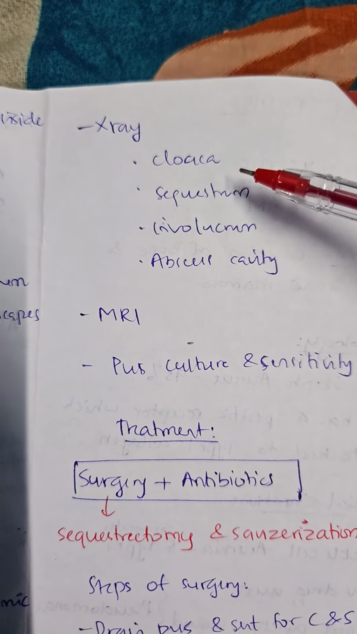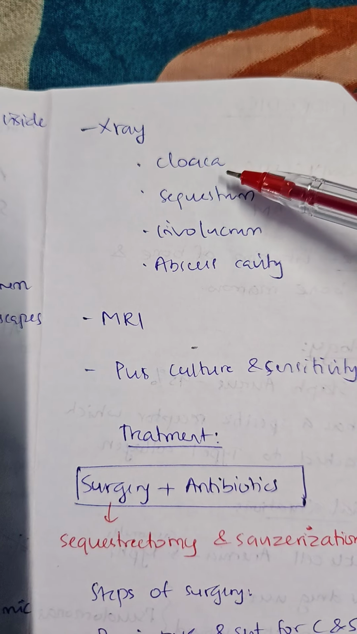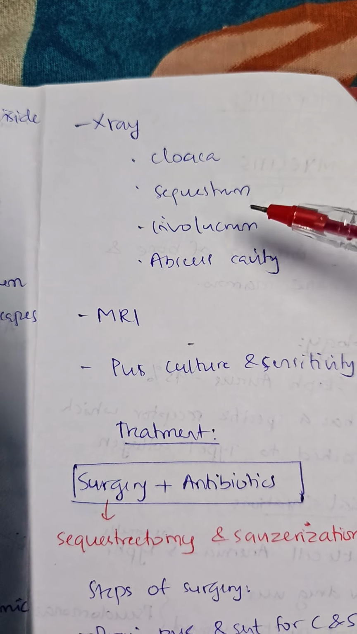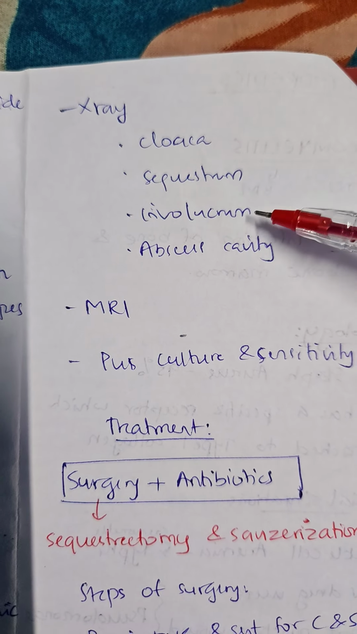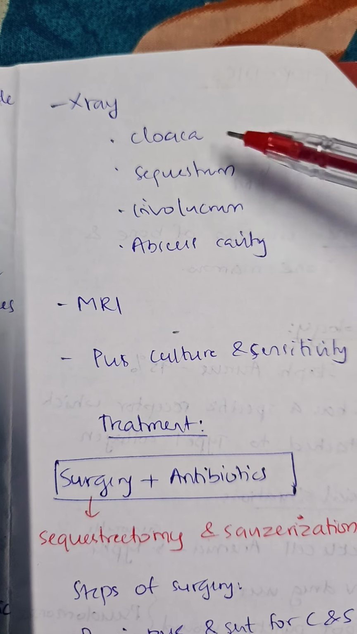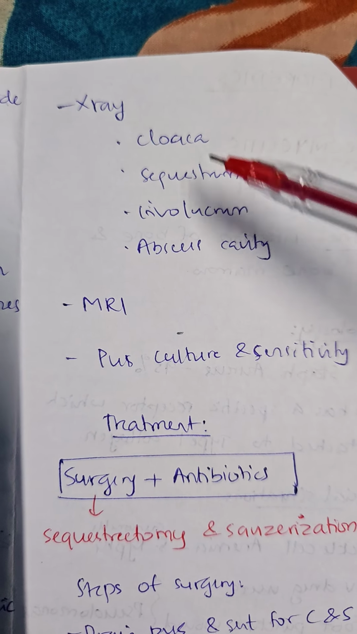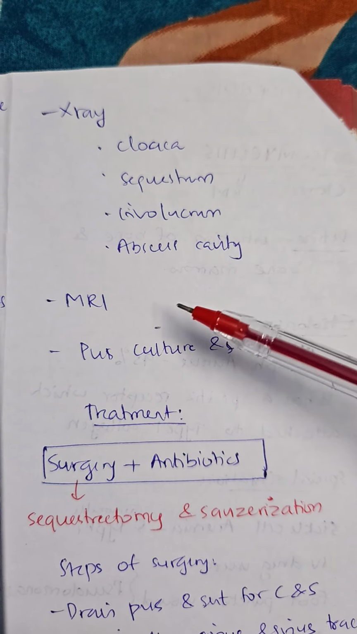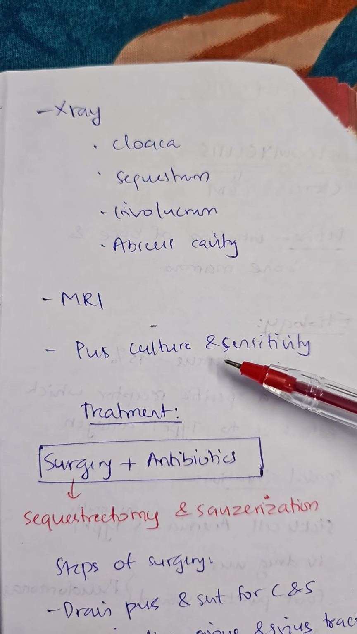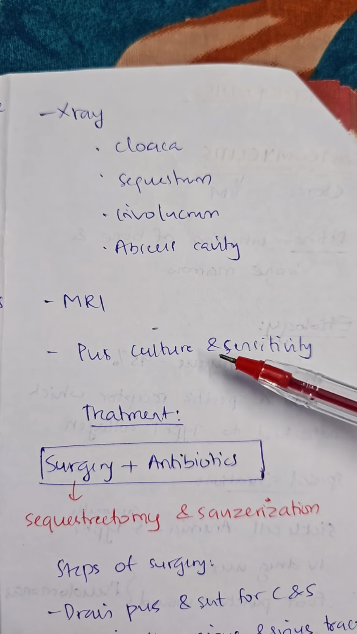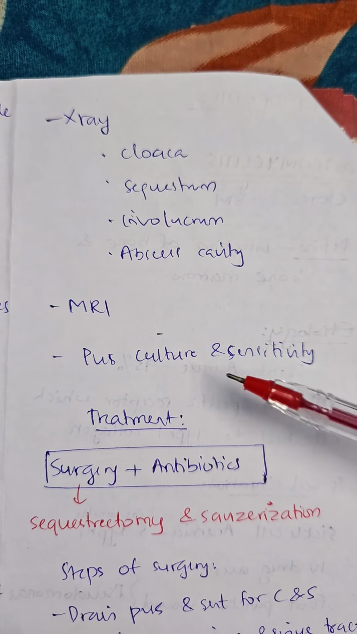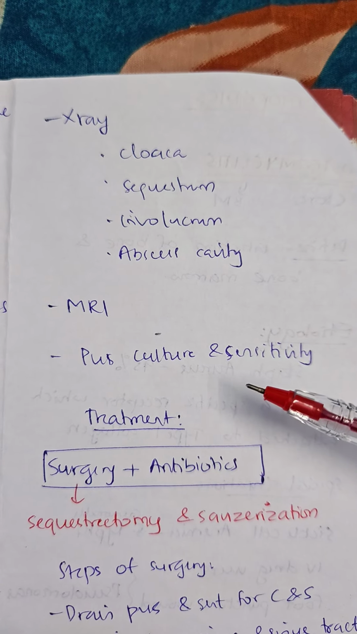So X-ray will show the following findings. It can show a cloaca, which is an opening in the involucrum, a sequestrum, that's a dead bone, involucrum, which is a newly formed bone around the sequestrum, and can also show an abscess cavity. Other investigations include MRI, and if there is pus, you can send it for culture and sensitivity. And after that, you will be giving antibiotics.